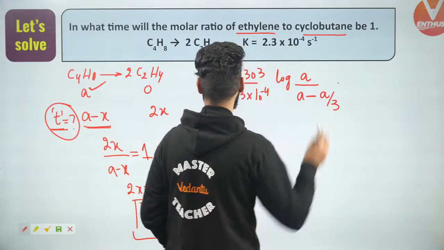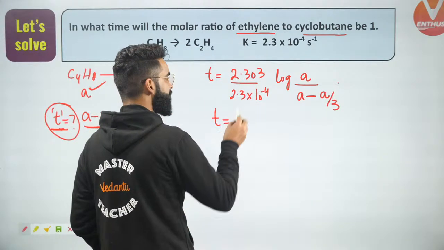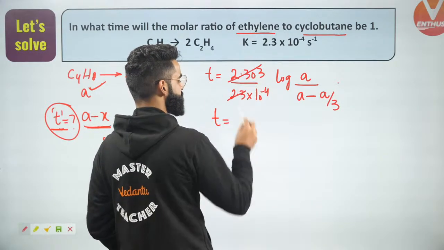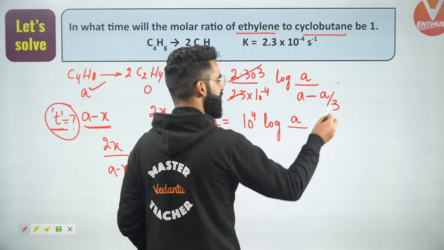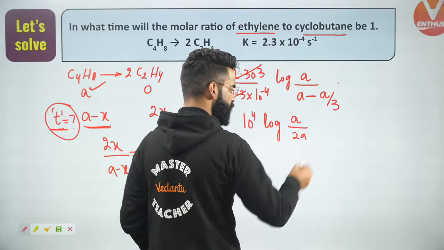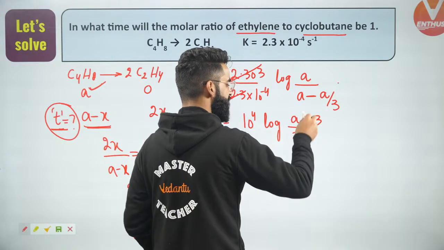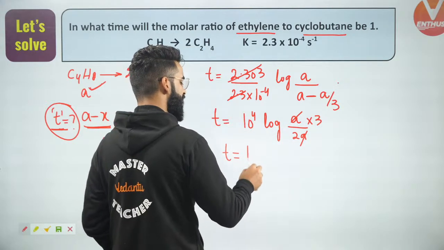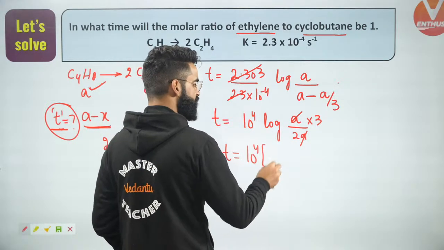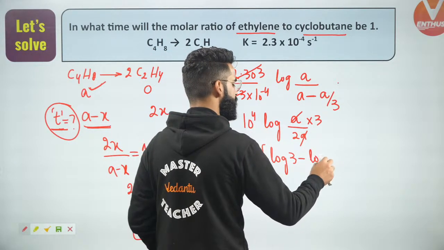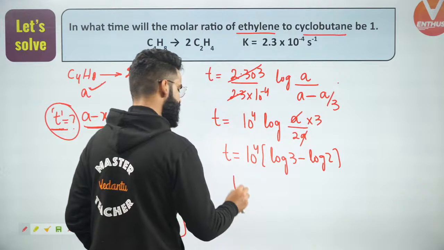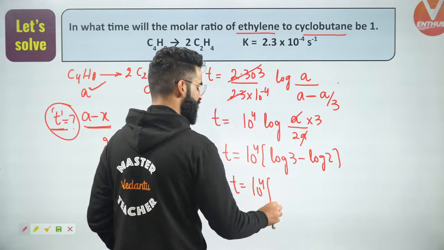Yes, we are done with the question almost. I can get the time right here. This and this approximately get cancelled out, so it becomes 10 power 4 times log of A divided by 2A divided by 3. That 3 comes up, and this A and this A get cancelled. So the time value is 10 power 4 times log of 3 divided by 2, which is simply log of 3 minus log of 2.